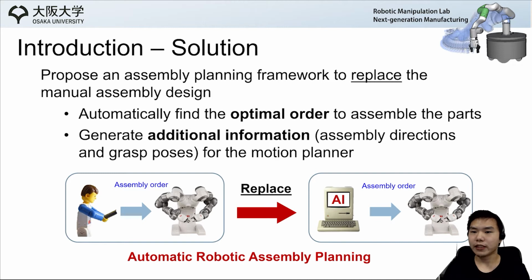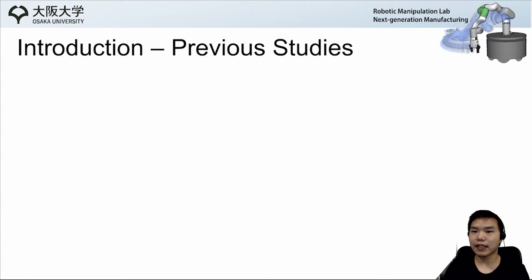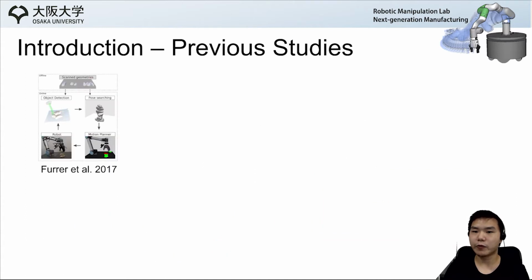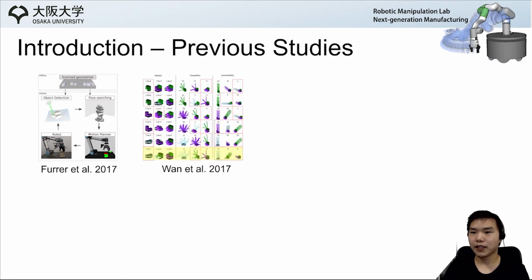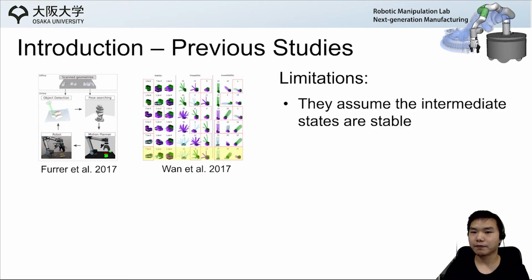We expect the framework can automatically find the optimal assembly order to assemble the parts and generate additional information, for example, assembly directions and grasp poses for the motion planner. Many studies have designed assembly planning frameworks. For example, the research done by Furlow proposed a planner to pile up the stone, and the research done by Wang introduced a framework to plan the assembly order for the Soma block.